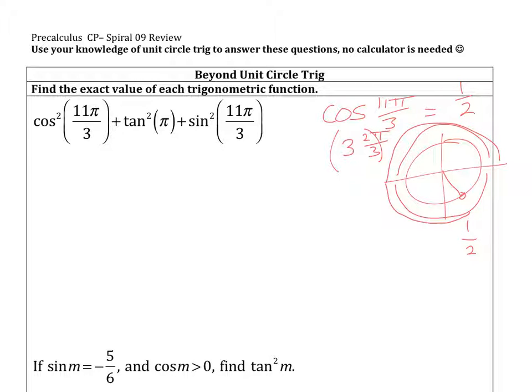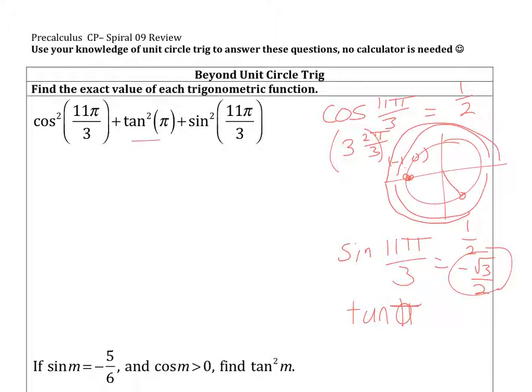I've also got sine of this value I have to find, so I'll do that now. So sine here is going to be the negative square root of 3 over 2. Negative because we're in quadrant 4, and because we're at a pi over 3 family, we're looking at the square root of 3 over 2. And then I've got to find tangent of pi. That's going to be right there. My coordinates there are -1, 0. Tangent is the y divided by the x, or 0 over 1, which is 0.